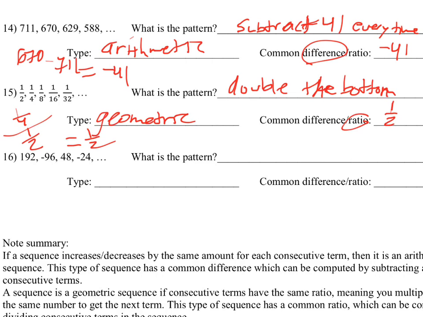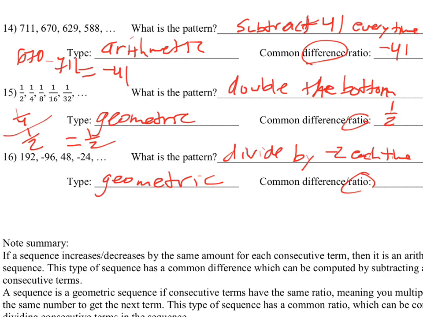And then moving on to the last one, let's see. Oh, we're switching signs back and forth, so it's looking like we're going to have to divide by a negative, and that negative is going to be -2. So the pattern is divide by -2 each time. So that's going to be a geometric sequence if you divide by the same number every time. And our common ratio is just going to be any number in the sequence divided by the previous one. And that one's going to give you -1/2. So that's my common ratio. And that assignment's done.